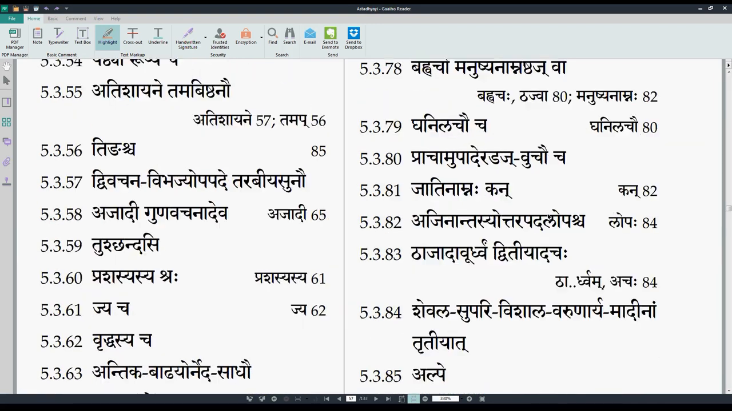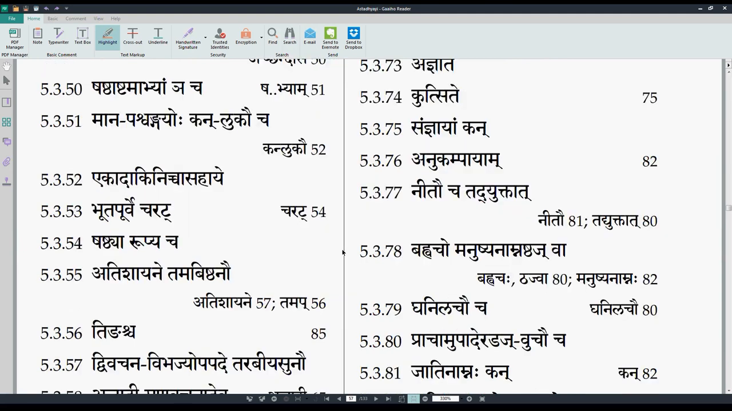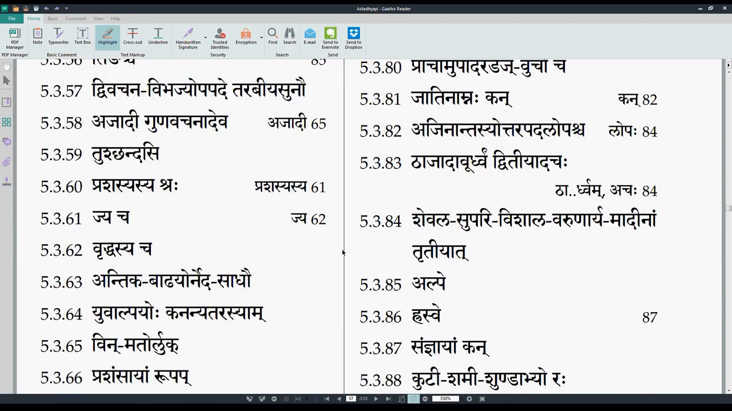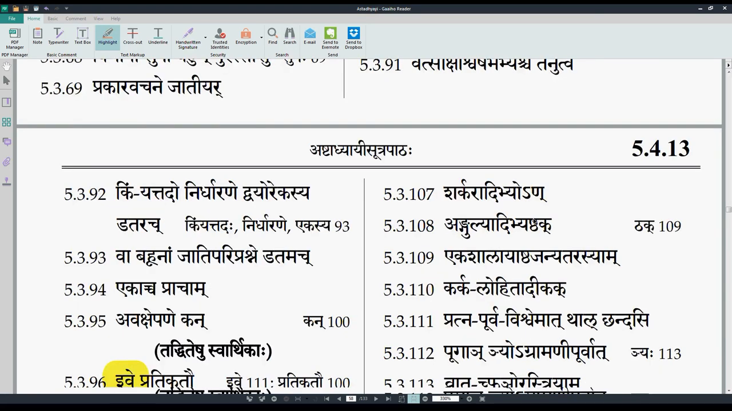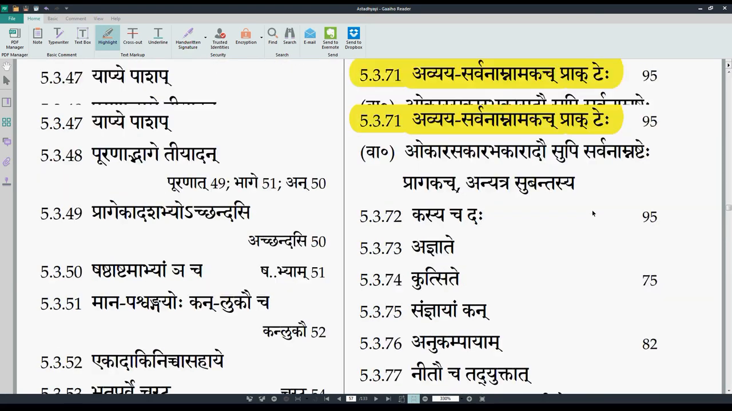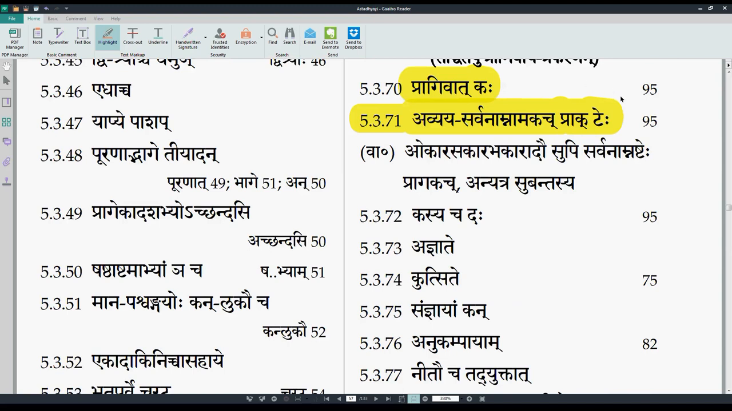Let me cross check this. 95, it goes till 95, right? So you'll see that 95 has come from this sutra, this ive. So 95, 96 says iva. So before iva, prag ivat is prag ive pratikrutav. So that is how you get the anuvritti. This 95 is marked by this sutra, prag. This Adhikara Sutra goes till 95, and that is marking.